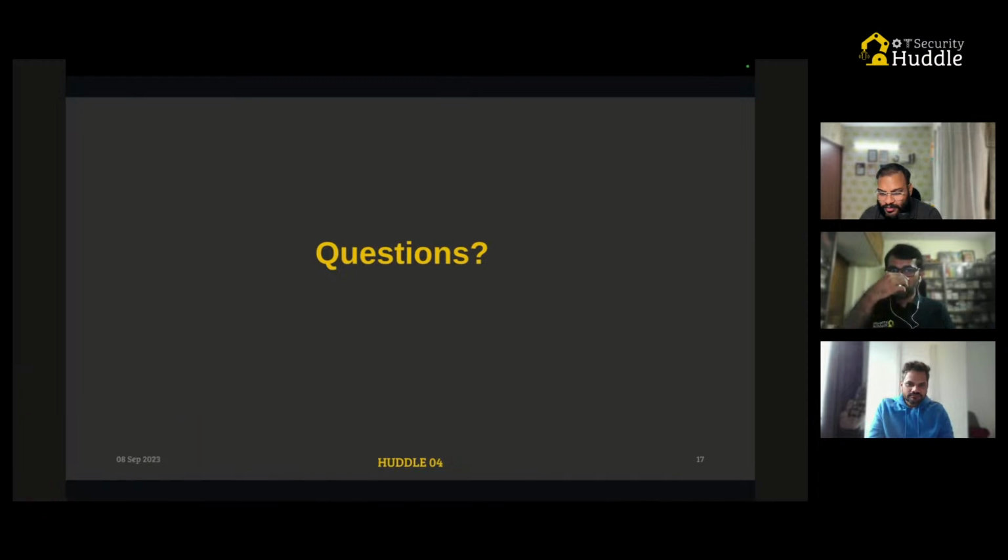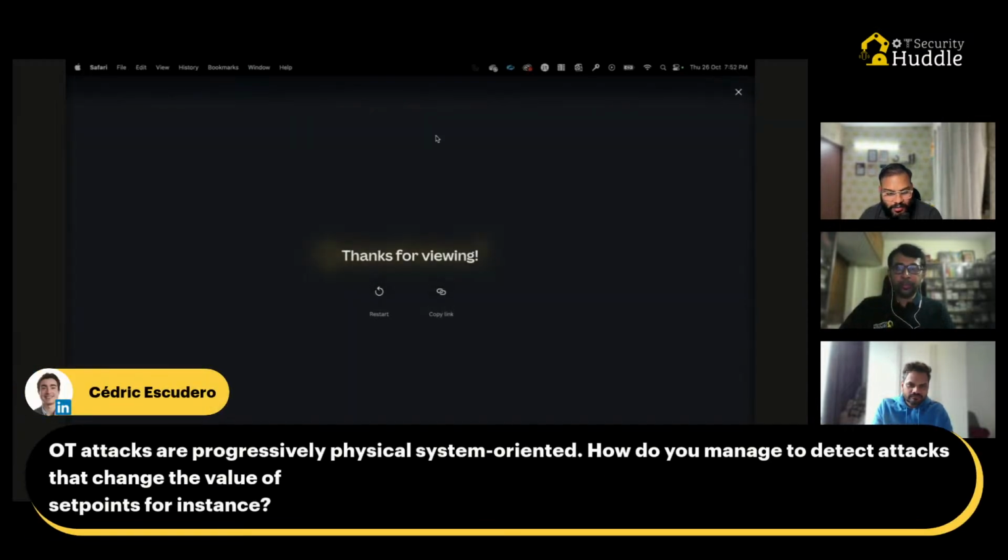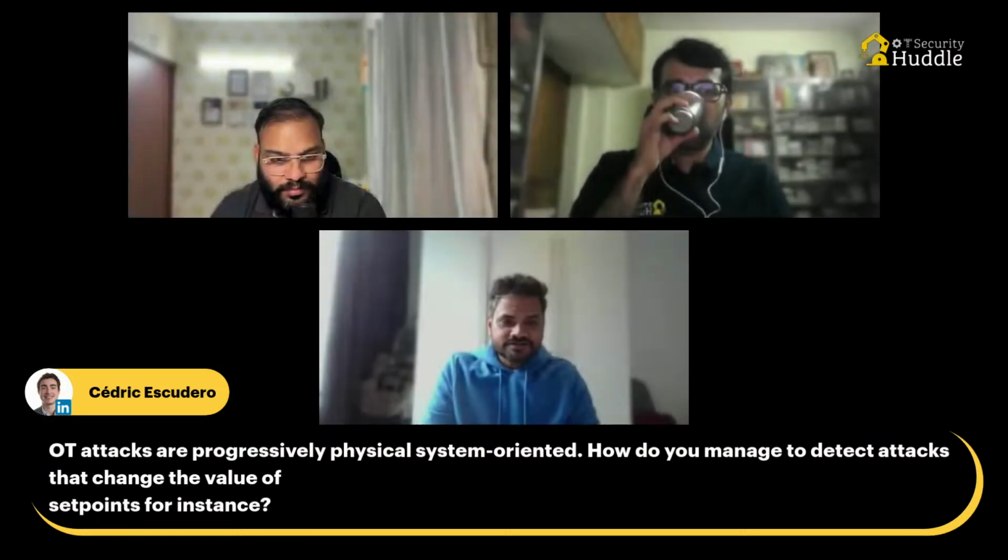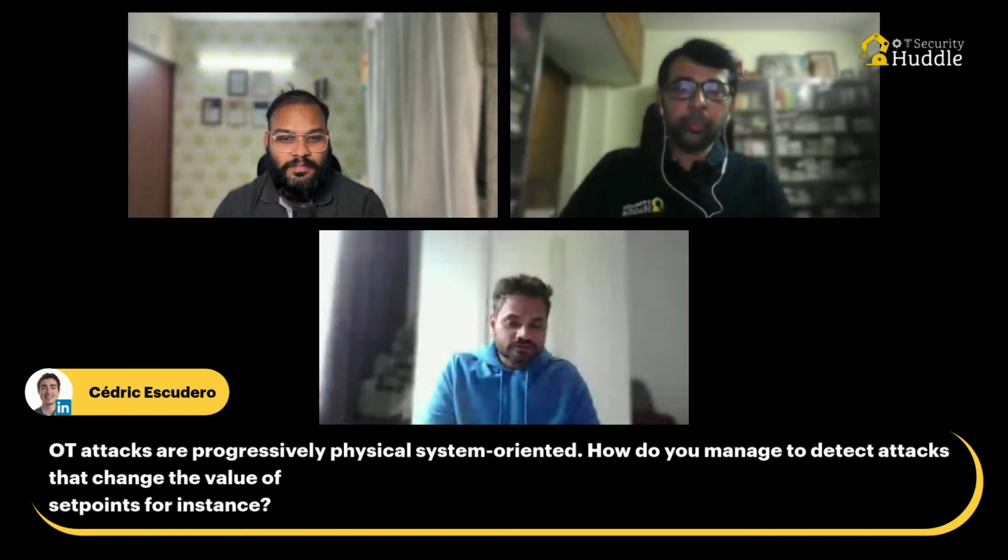We had clarified this. Then there is a question: OT attacks are progressively physical system oriented. How do you manage to detect attacks that change the value of set points, for instance? Yeah, this is called anomaly detection. If you install a proper solution for that, like Clarity or Nozomi, nowadays we detect even an abrupt change in set point. It also depends on how you have implemented it.